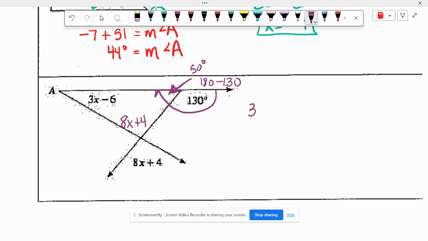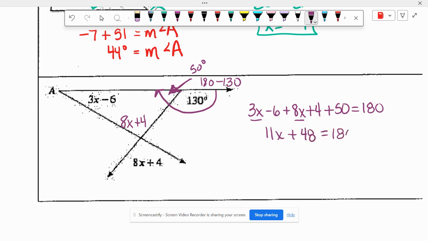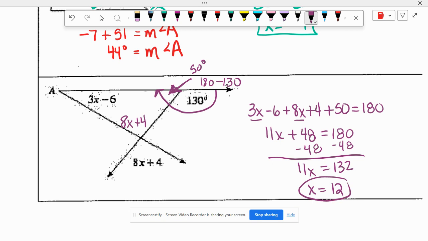So when I set it up, I have 3x minus 6 plus 8x plus 4 plus the 50 equals 180. So 3x and 8x, that gives me 11x. 54 minus 6 is 48 equals 180. I'm going to subtract 48 from both sides. 11x equals 132. When I divide both sides by 11, I find out that x equals 12. But I'm not done.